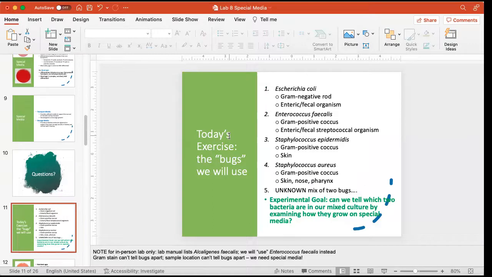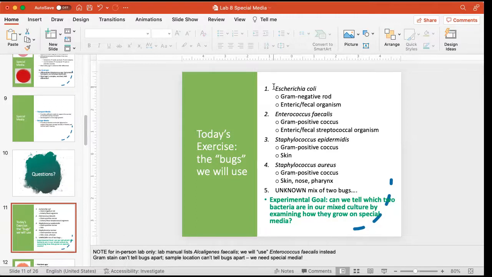We're going to be using four types of bacteria today. We're going to be using Escherichia coli. That's the one that most people refer to as E. coli. We're going to use an organism called Enterococcus faecalis, one called Staphylococcus epidermidis, and Staphylococcus aureus. Now let's take a look at these organisms and learn a little about them.